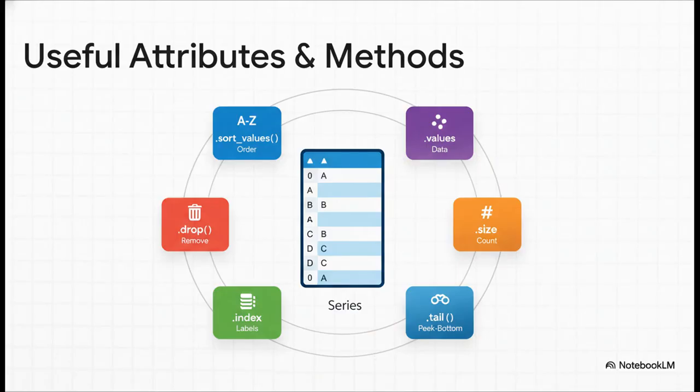And of course, there's a whole bunch of other handy built-in tools to help you check out and manage your series. You can sort the values, drop an element you don't need, or quickly look at just the index or just the values. You can get the total size, or my 2 personal favorites, .head and .tail, which just let you peek at the first or last few rows without having to print out the whole massive thing.